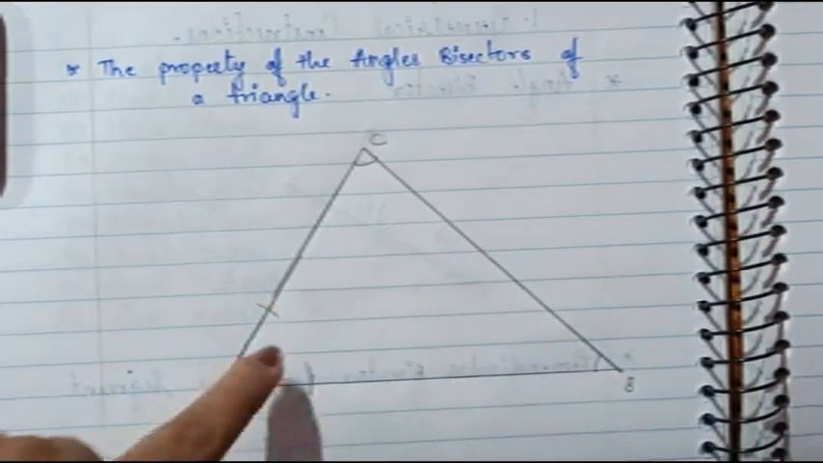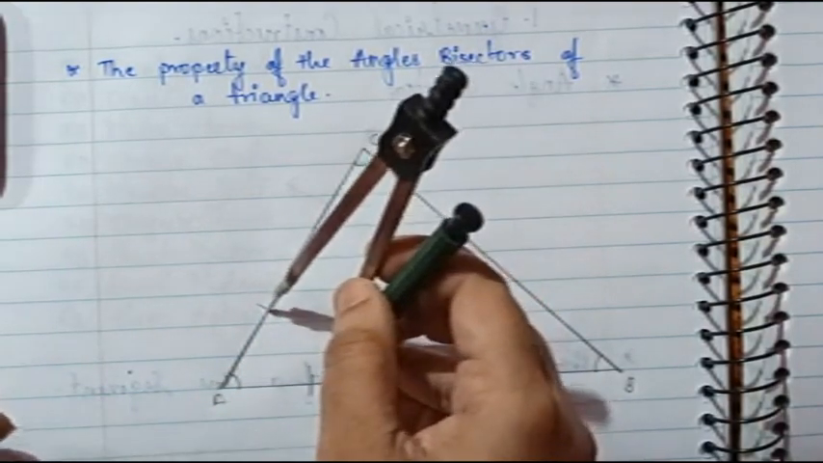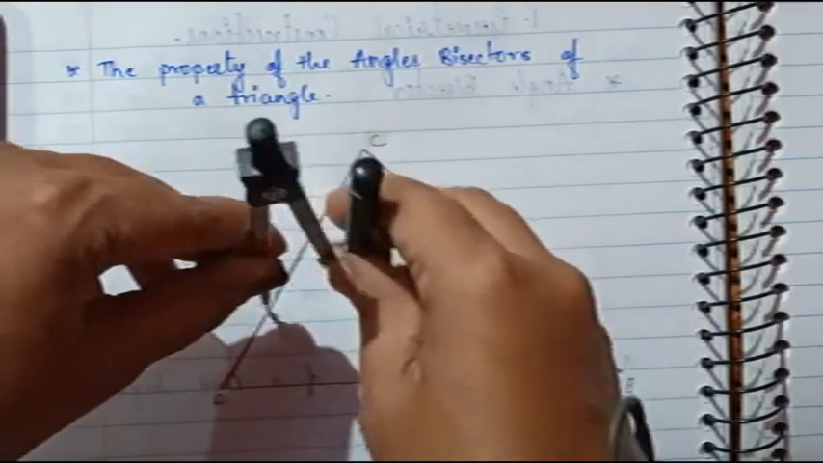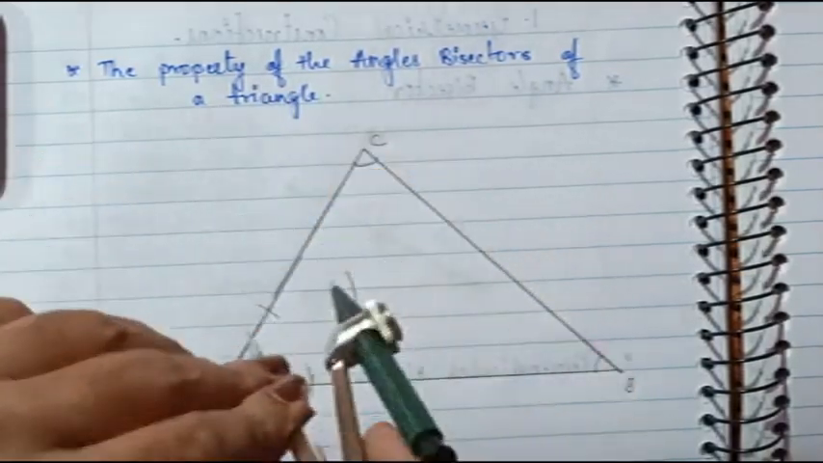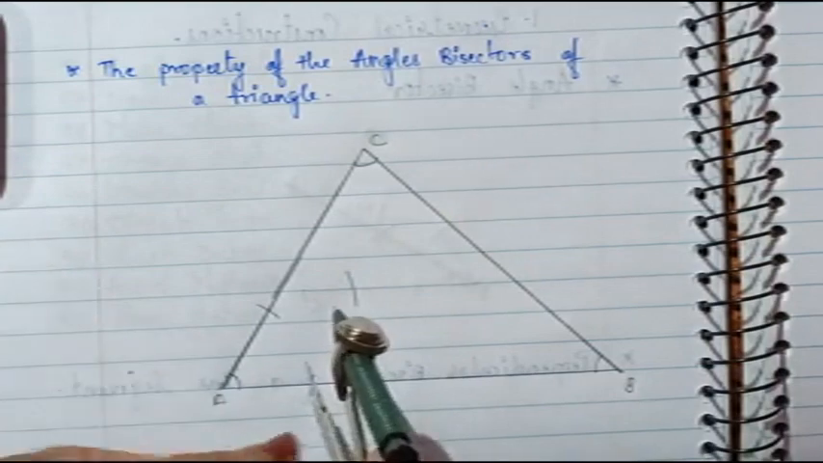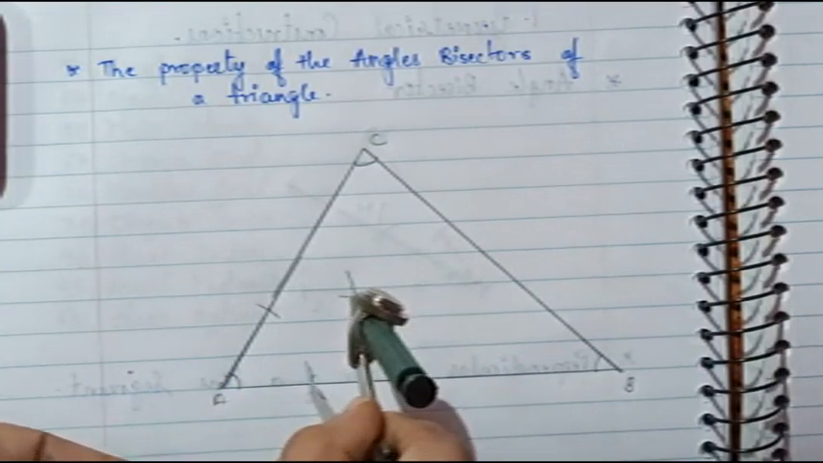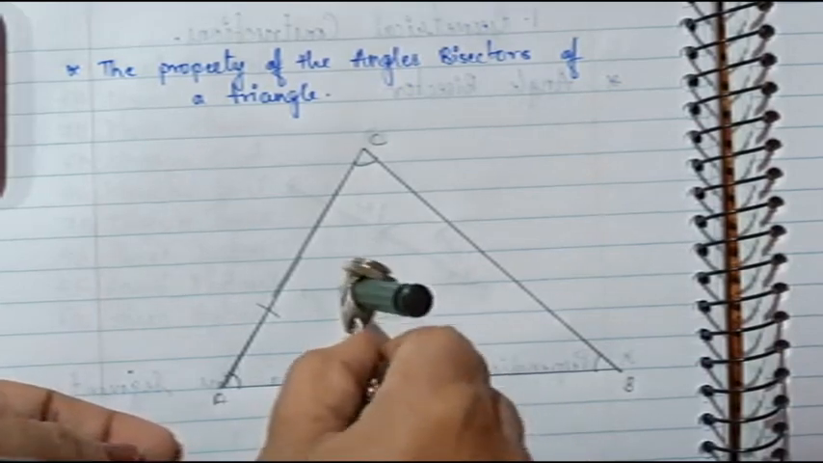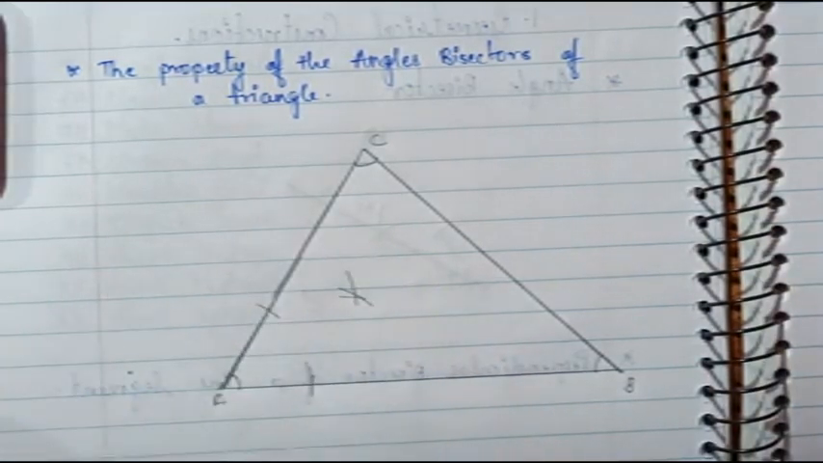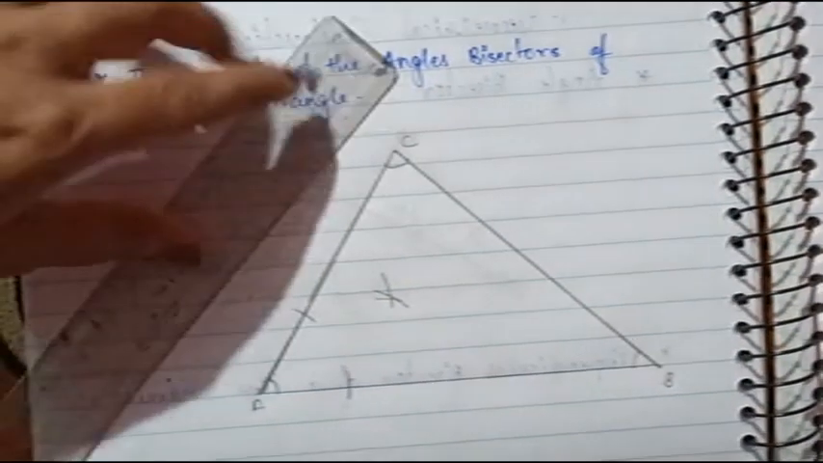Okay. I have taken both the arcs. Now from that point only you are supposed to draw an arc from here and then from here. Okay, so now here you all got the intersecting point. Okay, now let us join that intersecting line.